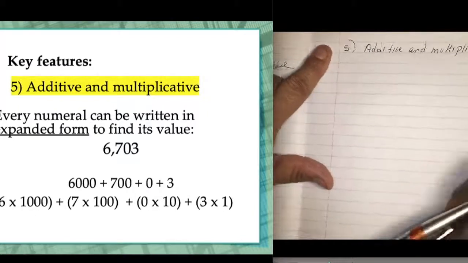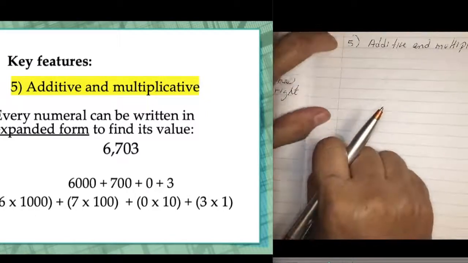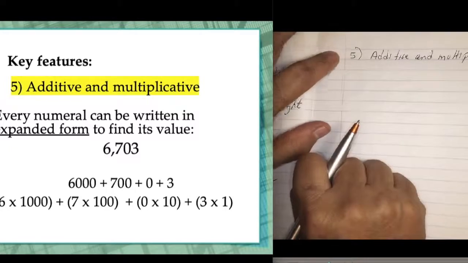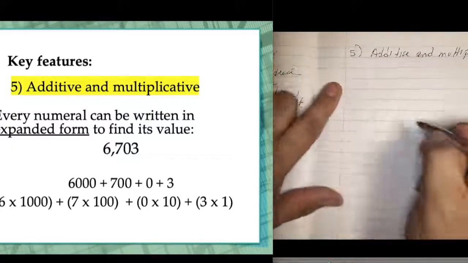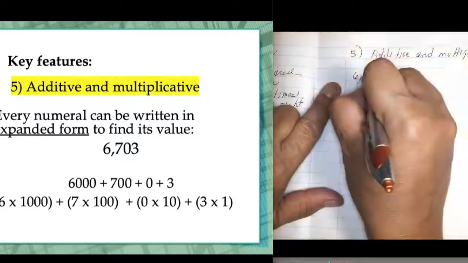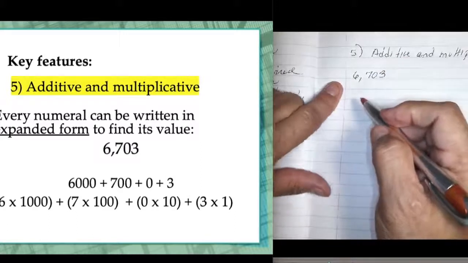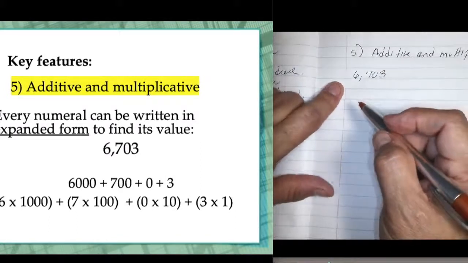Okay, so determine the value of a number. We're going to use the value of a numeral. There we go. We're going to use expanded form. So in this example, we have 6,703. Now notice how I did not use the word and.